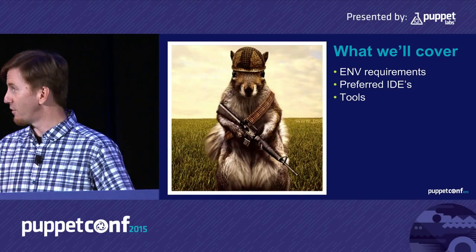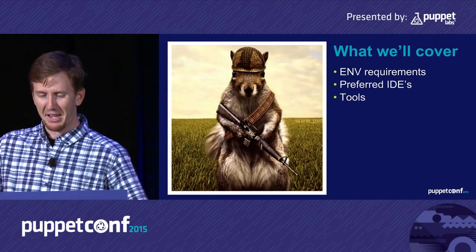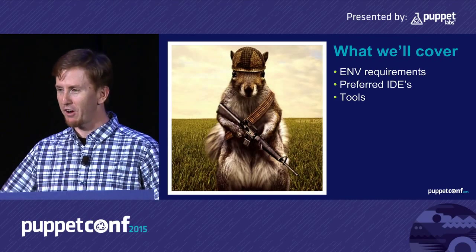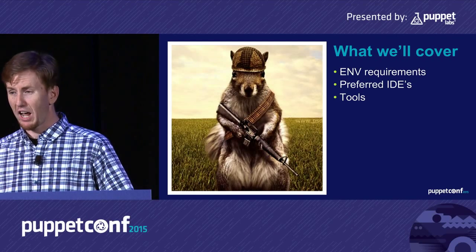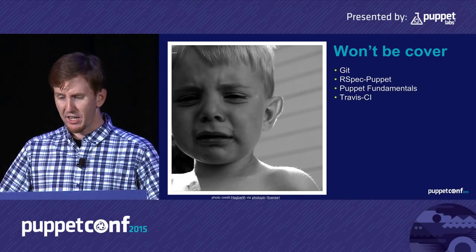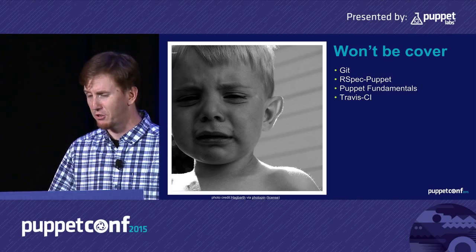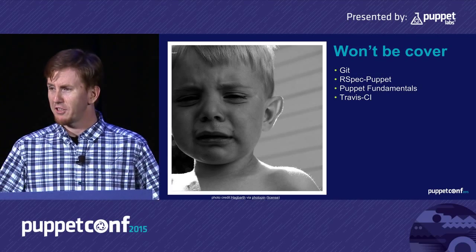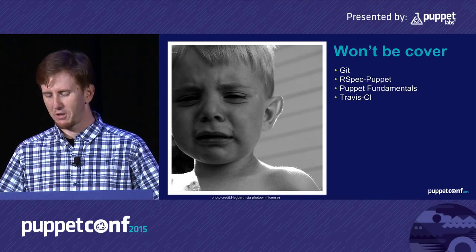Let's talk about what we're going to cover today. Basic stuff, ship it, of course. Environment variables, what you have to do for that, just basic stuff. Preferred IDEs and just basic tools and testing. What we're not going to cover is Git, RSpec Puppet, Puppet fundamentals, and Travis CI. There are enough docs out there on that, and I expect you will probably want to use those.